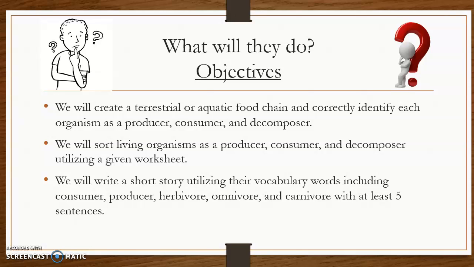You will then sort organisms using a worksheet I'm going to give you. You're going to classify them as a producer, consumer, or decomposer, just to clarify that you truly understand what exactly those three terms mean. And then we're going to write a short story using these new vocabulary words with at least 5 sentences.